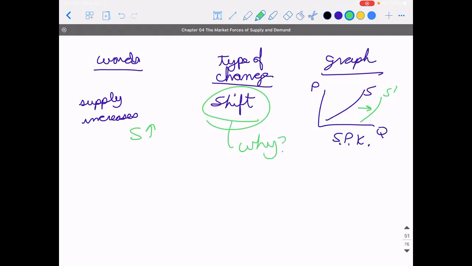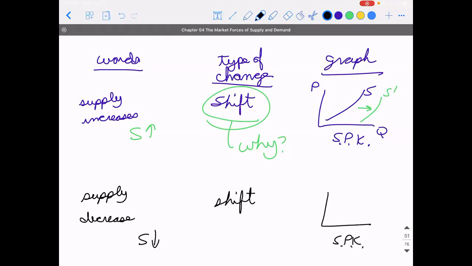What we're going to answer in the next few slides is why. Why? What is it that changed that caused that increase in supply? And the decrease is the shift to the left. Again, not the law of supply.